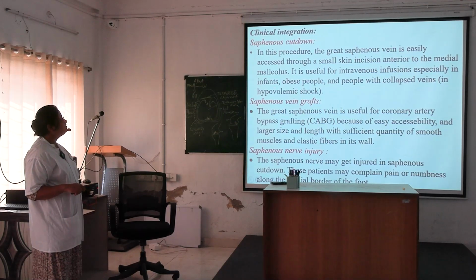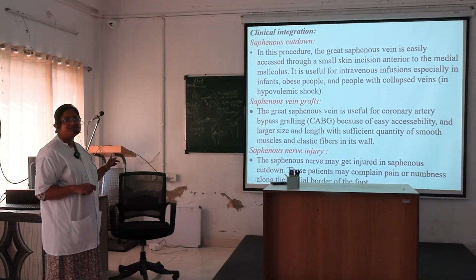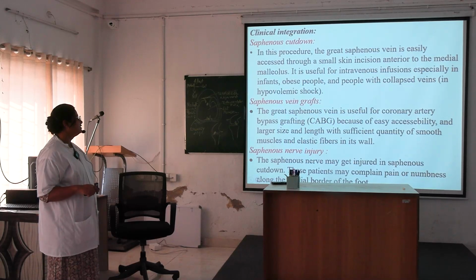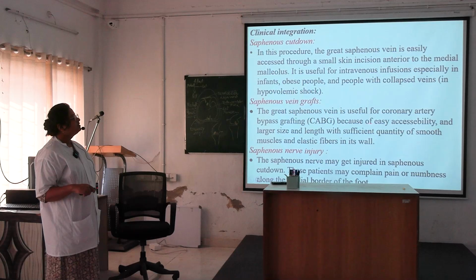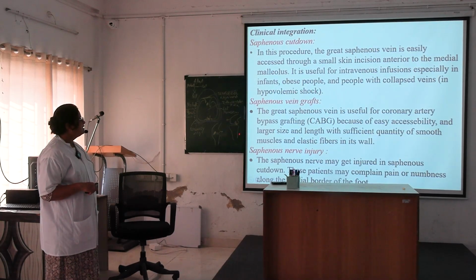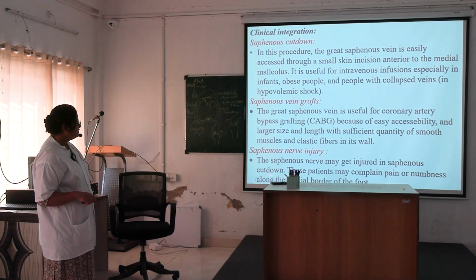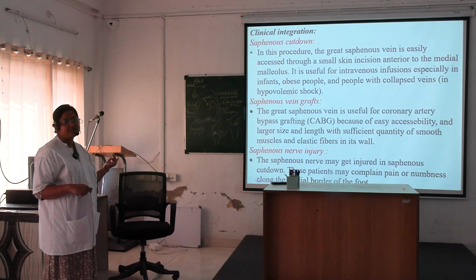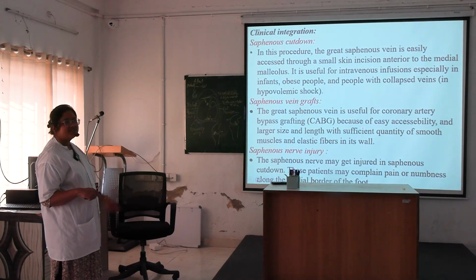Next is saphenous vein grafts. You have seen in coronary artery bypass graft, saphenous vein is used. Great saphenous vein is useful for coronary artery bypass grafting because of its easy accessibility, larger size and length with sufficient quantity of smooth muscle and elastic fibers in its wall. This is also an important why question: why great saphenous vein is used for coronary artery bypass graft. So you have to write down all these reasons.